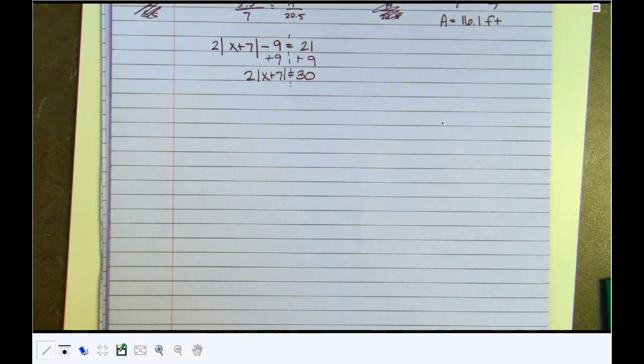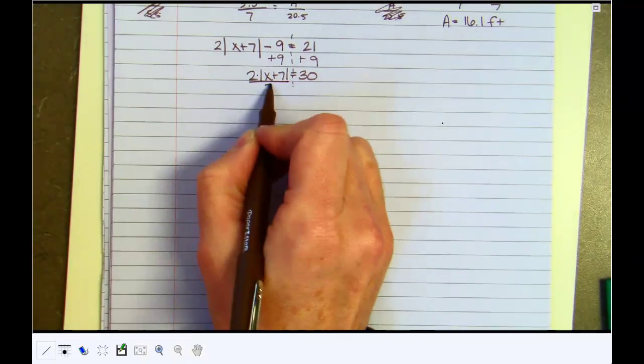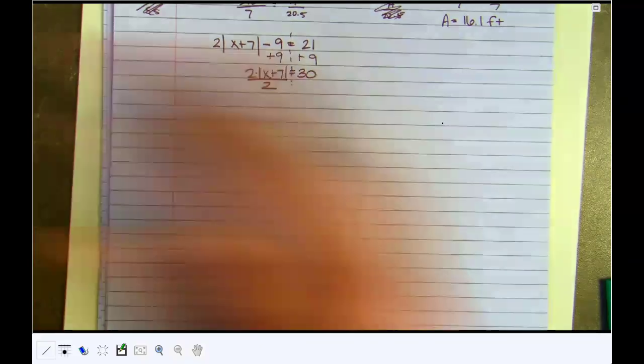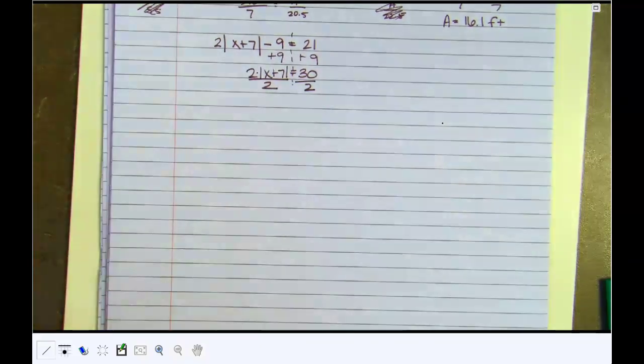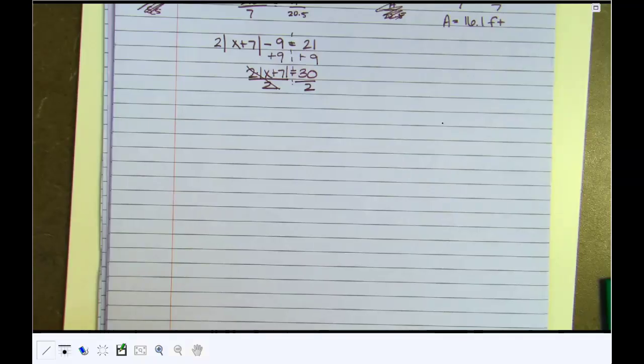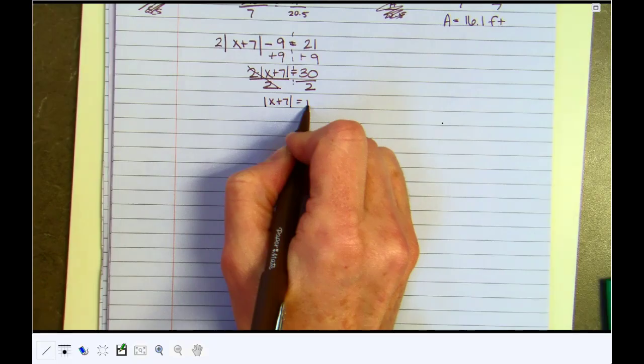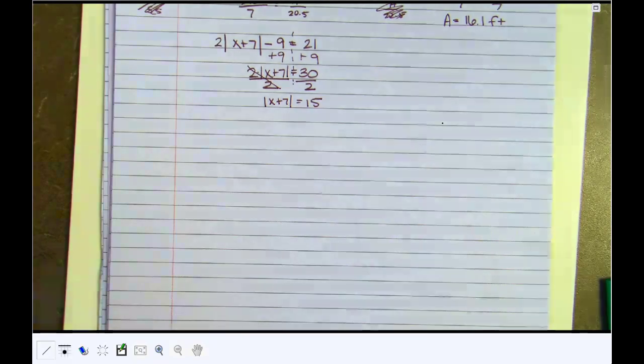Divide by 2. How do you know you have to divide? Because it's times. Divide by 2, once on each side. That gets rid of this guy. That's the purpose of dividing. And so we have absolute value x plus 7 is equal to 15. Now, this is the spot where people lose a ton of points. What do you do at this point?